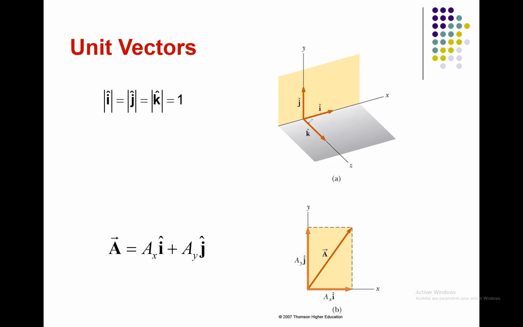If the vector is in the x-axis direction, we can say I, in the y-axis J, and in the z-axis K. Any vector can be written in function of I and J. We can put the magnitude of the components with the direction.